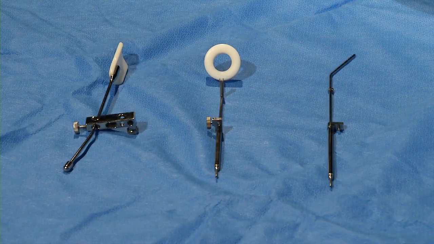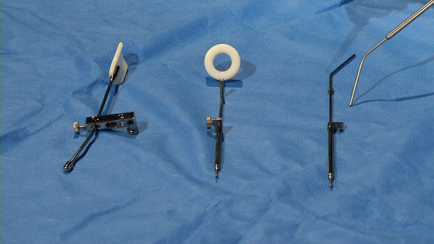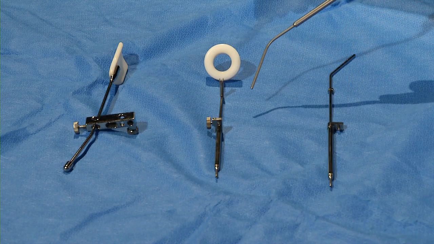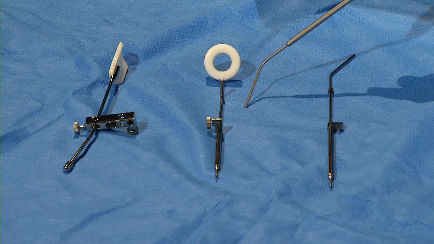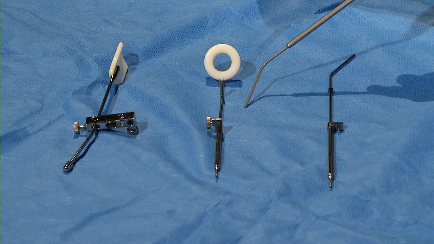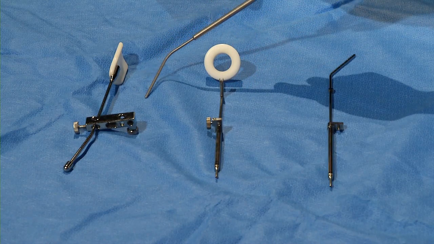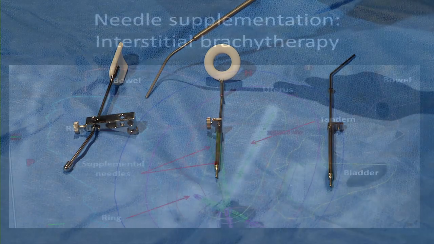Here is an example of a tandem and ring, which is typically used in the treatment of cervical cancer. We can see the tandem, which is inserted first through the cervical os and into the uterus. Next, the ring is inserted into the vagina, with the ring portion lassoing the cervix and providing dose to the cervix and the adjacent parametrial tissues. Last, a rectal retractor is placed, which helps reduce dose to the anterior rectum and decrease toxicity.